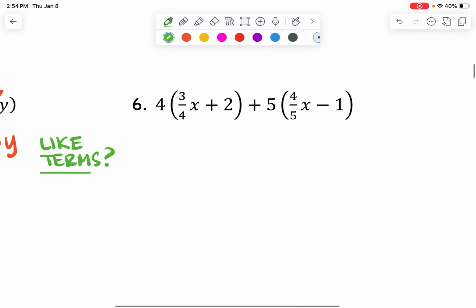Again, I know a lot of people freak out when they see fractions. Please don't. These are very friendly fractions. You can either do them in your head or you can also just type them in your calculator. It's not that big of a deal. So clearly to get rid of this parenthesis, we are going to multiply by this positive 4. So I want to multiply positive 4 times 3/4 x.